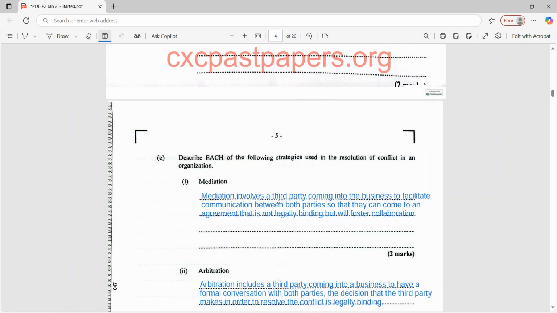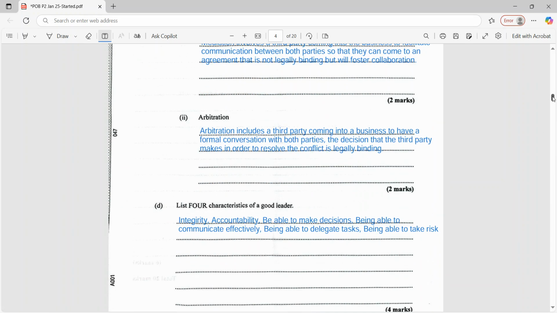On the other hand, arbitration, that involves a third party coming into the business just like the mediation. But in arbitration, it is a formal conversation between both parties, and whatever decision is made by the arbitrator, it is legally binding, right?